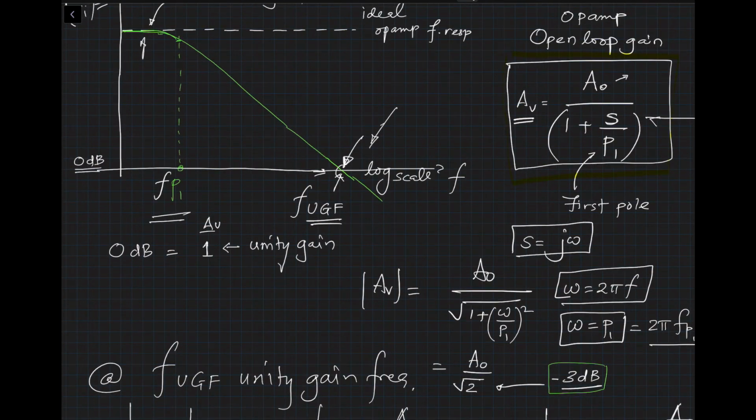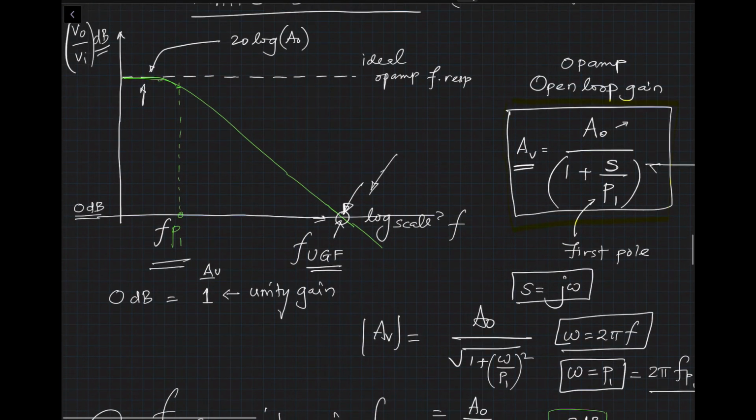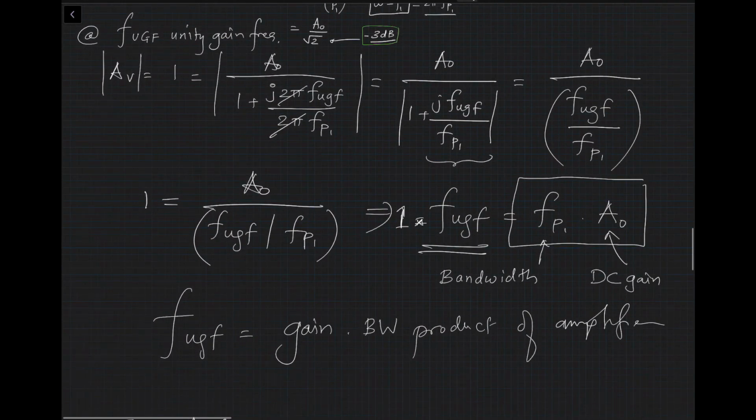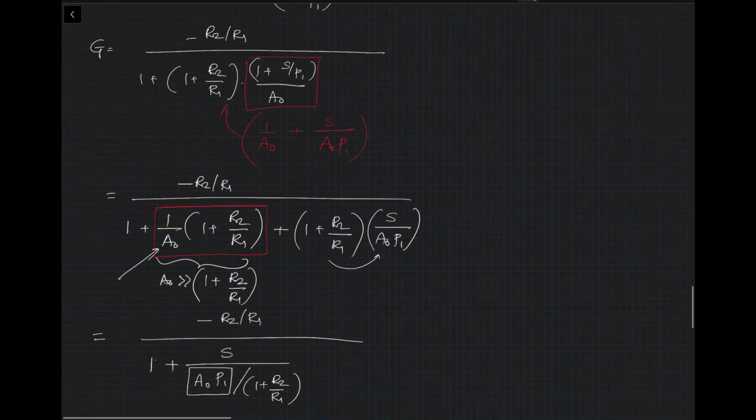A0 P1 is this particular intersection point which we looked at here. I'm showing it in red now. So A0 P1, or FP1, is equal to the unity gain frequency. If this is F, then this is F. If this is omega, then the unity gain frequency part here will also be omega. Okay, that's just multiplication by 2 pi.